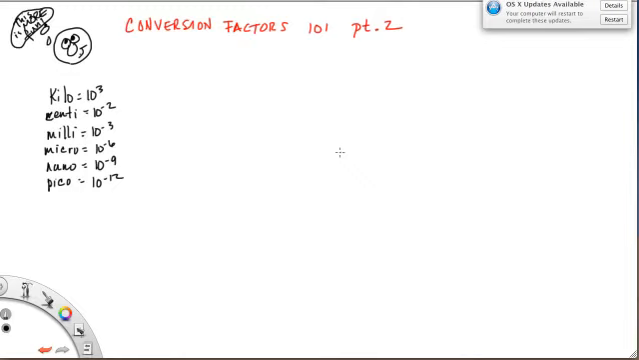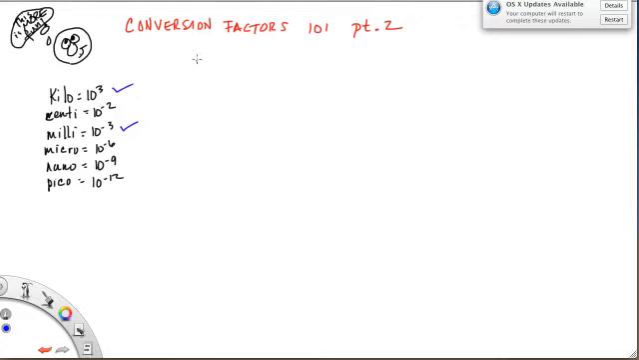So we're back to Conversion Factors 101. Now this is part 2. So let's pick a couple other guys over here. Let's make some new conversion factors. I'm going to work with milli and kilo.